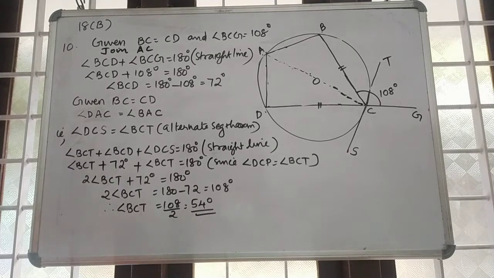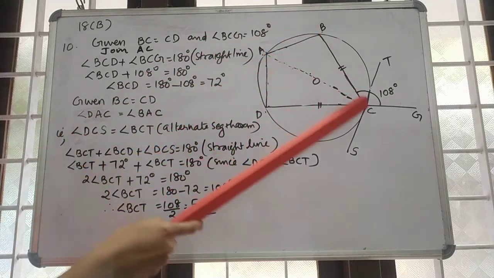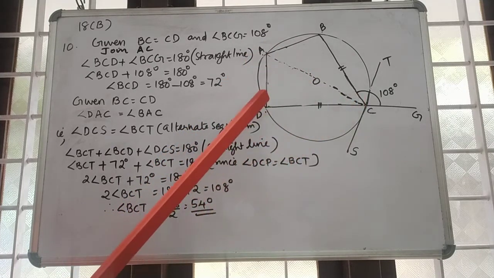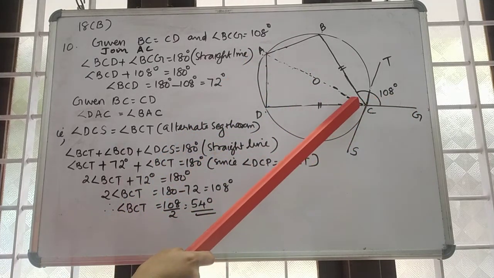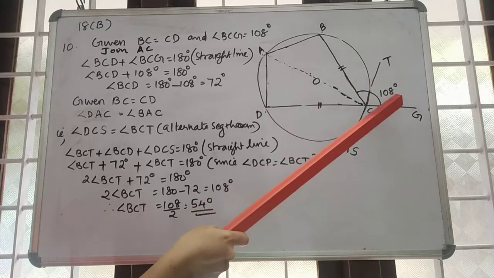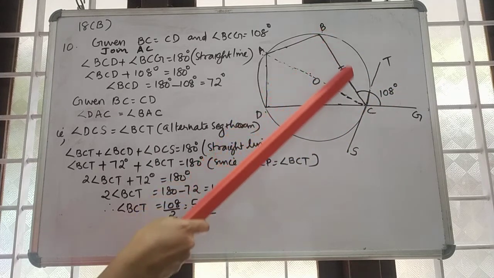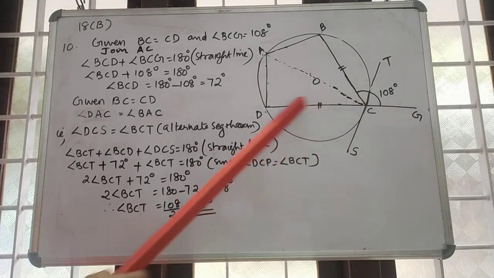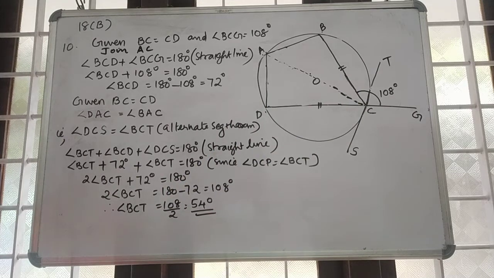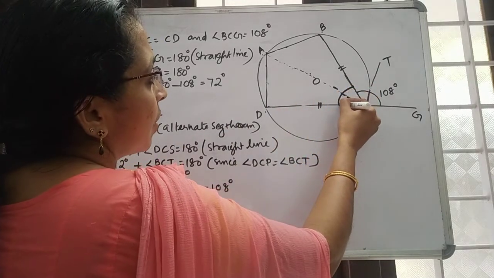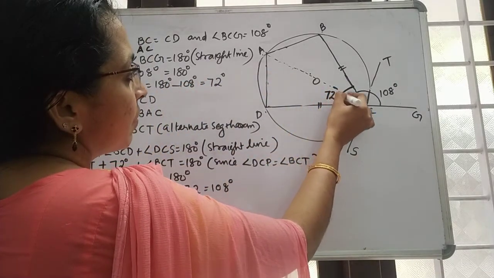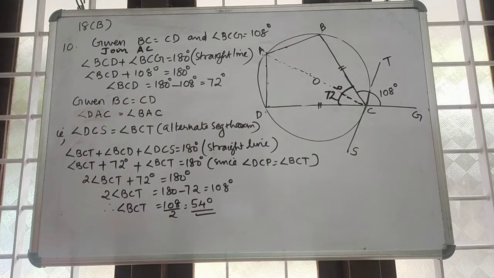Given BC is equal to CD and BCG is equal to 108 degrees, join AC. DCG is a straight line, so the sum of angles will be 180 degrees. We have BCG is 108 degrees. So what about BCD? BCD will be 180 minus 108, which is equal to 72 degrees. So angle BCD will be 72 degrees.